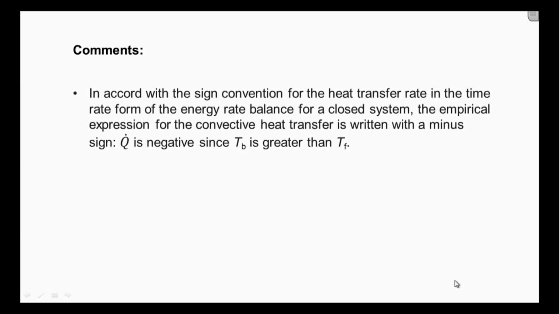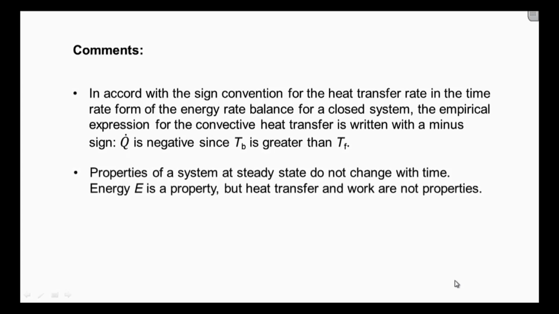In closing, I would like to make a few comments. In accord with the sign convention for the heat transfer rate in the energy rate balance for a closed system, the empirical expression for the convective heat transfer is written with the minus sign. Q dot is negative since TB is greater than TF. That is, heat is flowing out of the gearbox at TB into the environment at TF, from hot to cold. The properties of a system at steady state do not change with time. The energy E is a property, but the heat transfer and the work are not properties.